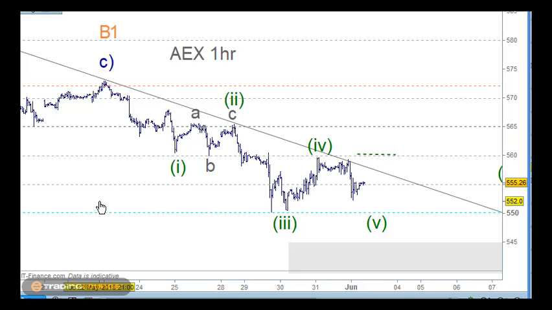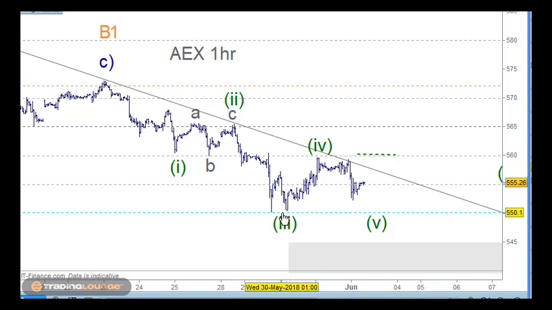So with the AEX here, I can count down here as 1 and 2 and 3 and 4 and 5 here, an A and a B and a C here for wave 2, or even an A and a B and a C. And then this down here is either 1 and 2 and 3 here.